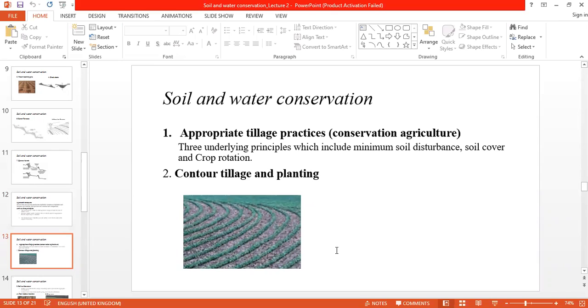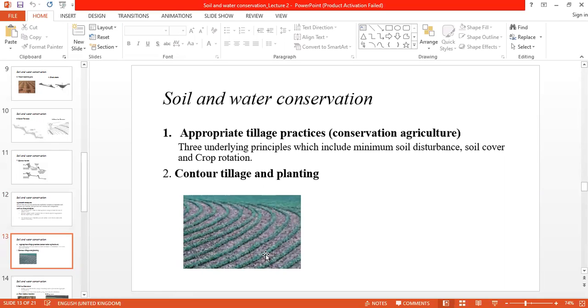Then the second measure is contour tillage. If you're on a slope, you make sure that your operations are all going across the slope. If you're going to plant a crop, you don't plant it along the slope, but you plant them across the slope as it is in this photo. So your crops, your rows, will go in this direction across the slope, and not in this direction.